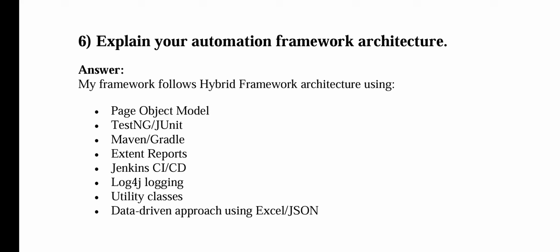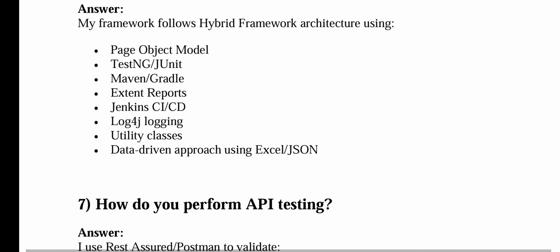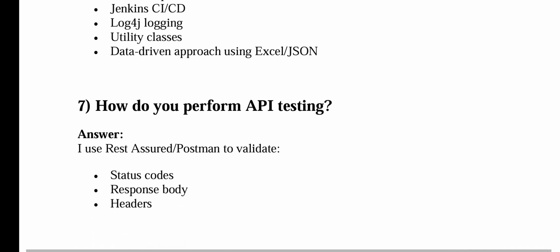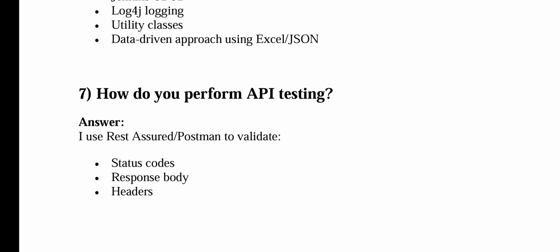My framework follows a hybrid framework architecture using page object model, TestNG or JUnit, whichever the current project that you are using, and Maven or Gradle, whichever the build tool that you are using, and Extent Reports or Allure Reports, and Jenkins or TeamCity for CI/CD, and Log4j for logging, and utility classes, data driven approach using Excel or JSON. Okay, so these are the things that you can mention on the framework component part.